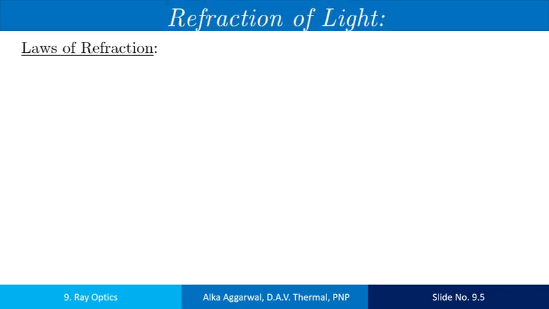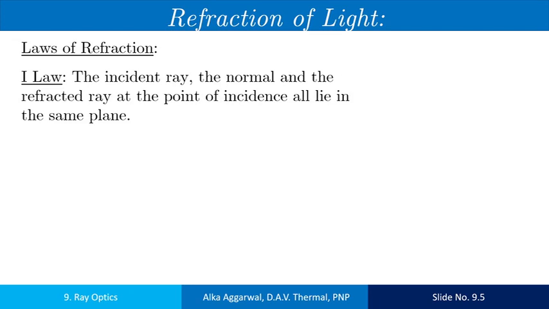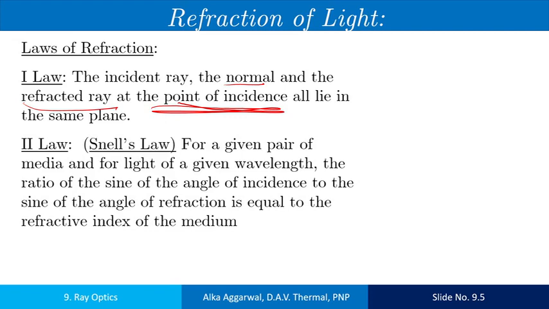Now the laws of refraction. The incident ray, the normal and the refracted ray at the point of incidence all lie in the same plane. Second law: for the given pair of media and for light of given wavelength, the ratio of the sine of the angle of incidence to the sine of the angle of refraction is constant, and that is equal to the refractive index of the medium.